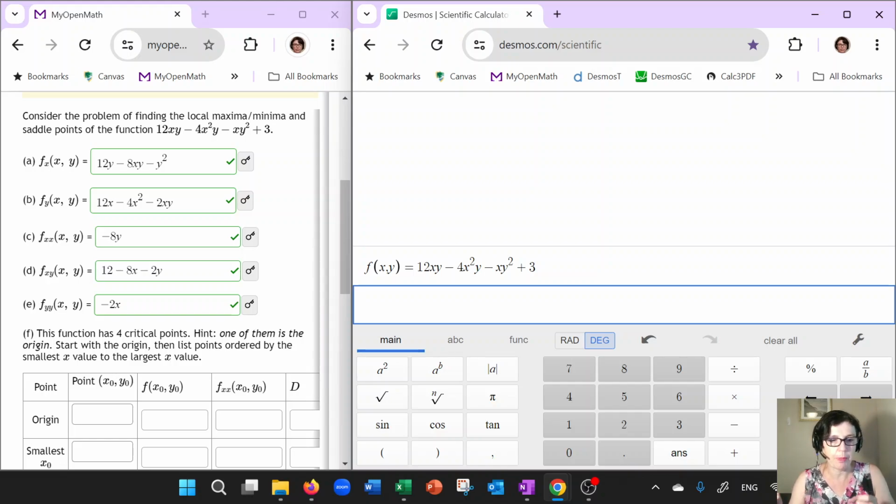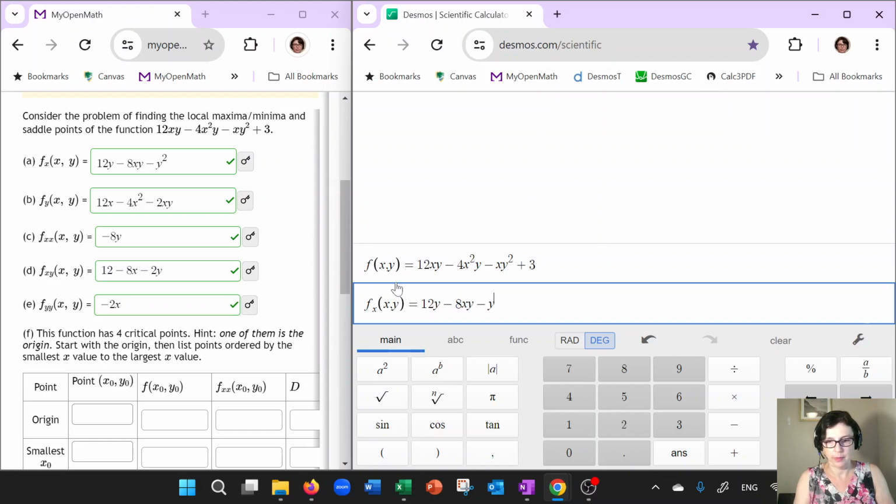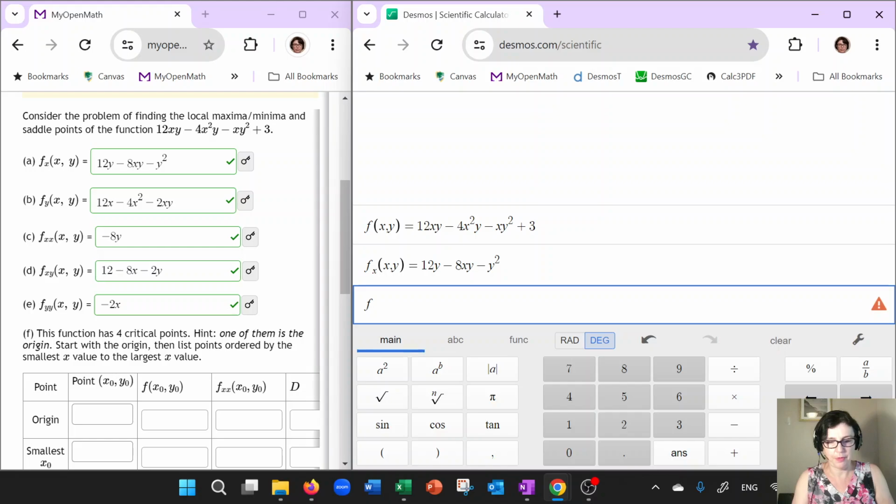So in order to type f sub x in Desmos, you type f, then underscore. Underscore is the same button where the minus is, so shift and then minus. That'll be the subscript, and then x, and then you put xy. So I'm just typing that here. Then I do the same thing, f underscore y, and then xy. So this is 12x minus 4x squared minus 2xy.